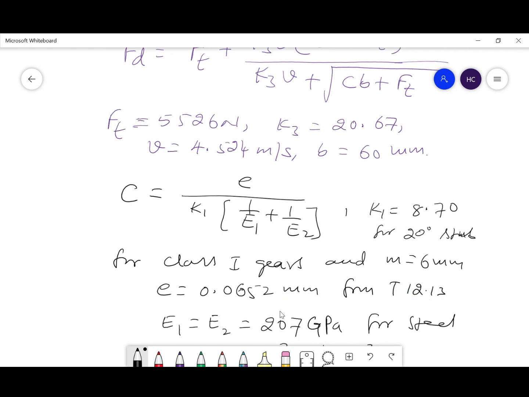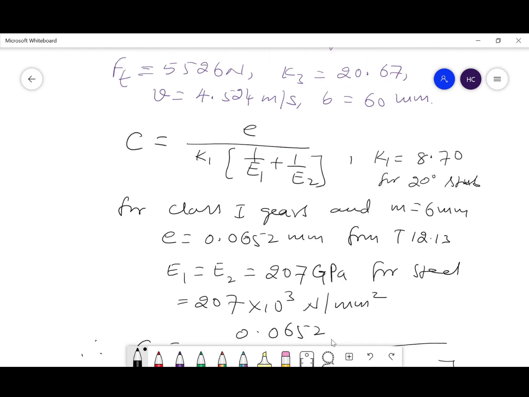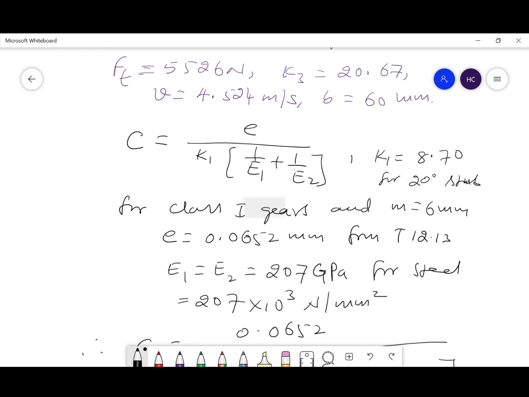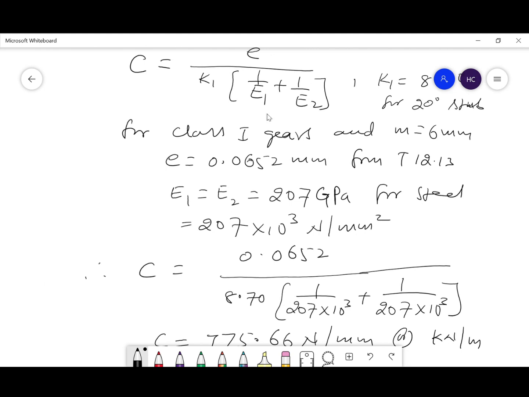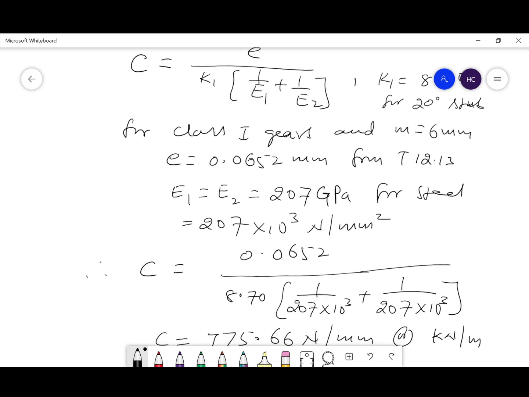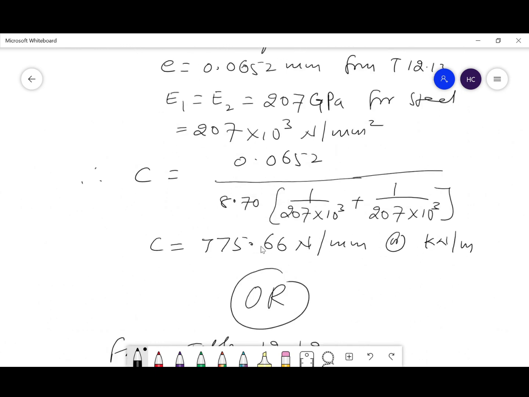And for steels, in the data handbook appendix at the end, it is given that E1 is equal to E2 is equal to 207 GPa, that is gigapascals. That is nothing but 207 into 10 to the power of 3 MPa or Newton per millimeter squared. Substituting these values, we get C is equal to 775.66 Newton per millimeter or kilonewton per meter.